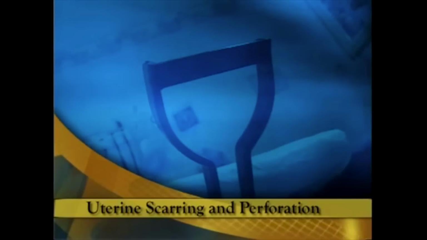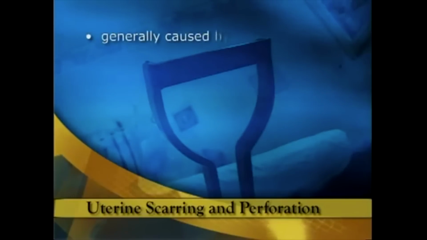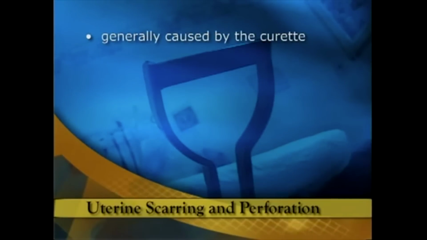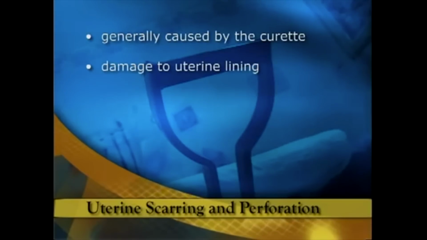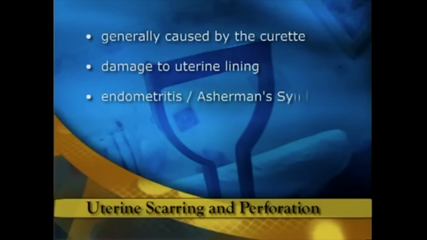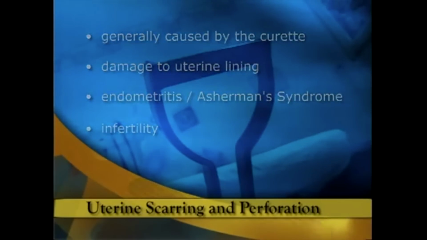Uterine scarring is common in both suction curettage and D&E procedures. It is generally caused by the curette as it scrapes tissue from the wall of the uterus. If the lining of the uterus is damaged during this process, the result can be endometritis or Asherman syndrome, either of which can lead to infertility.